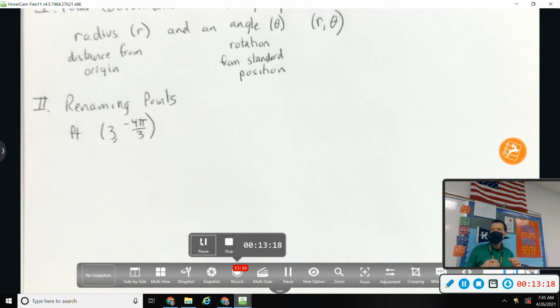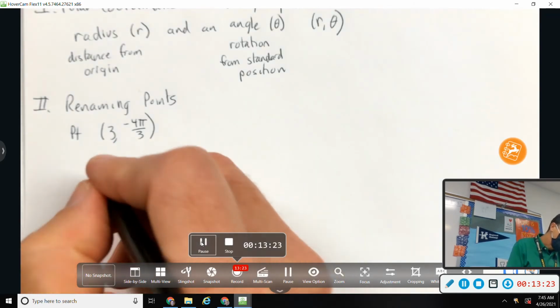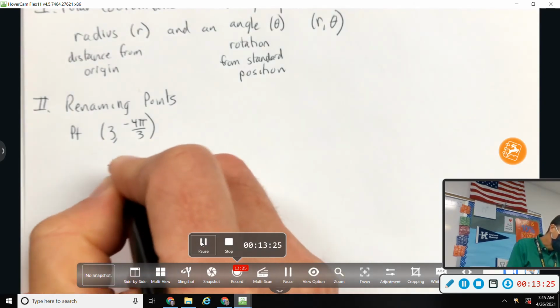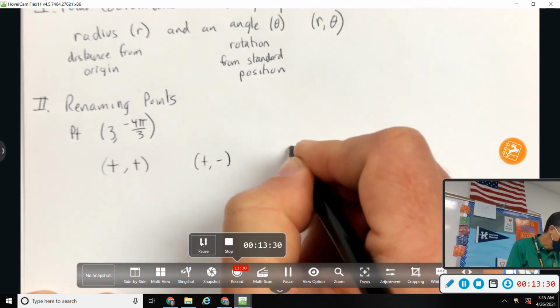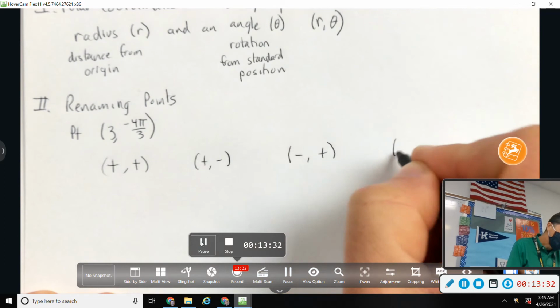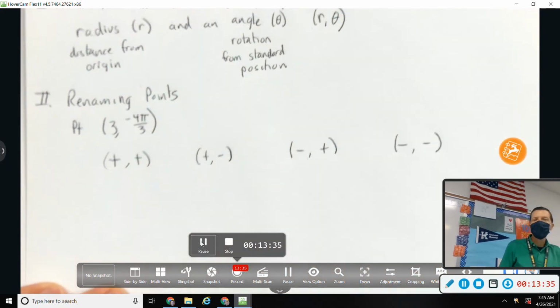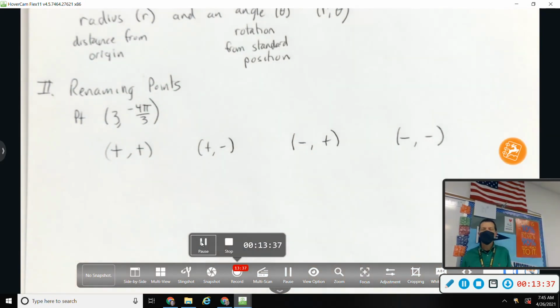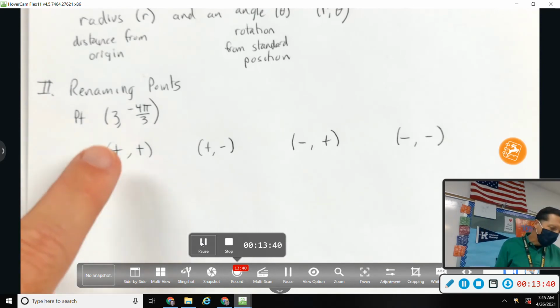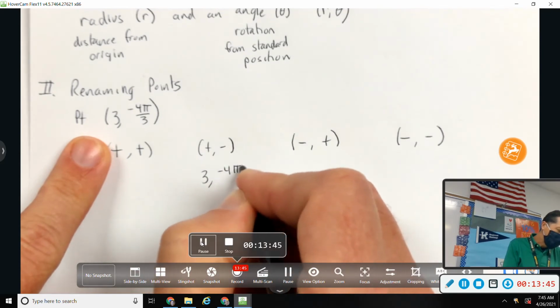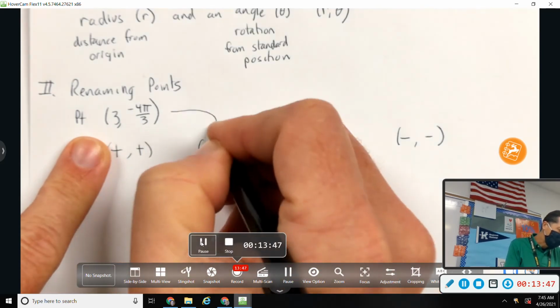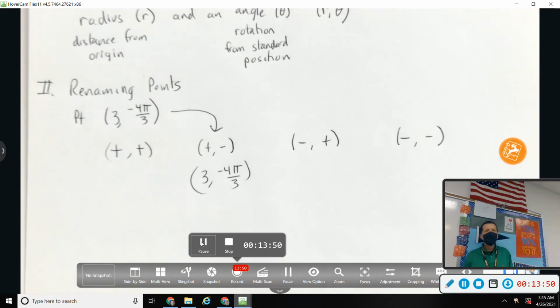And I want you to get used to seeing this table that we're going to lay out because you're going to see it several times. So I want you to rename the point with the positive positive, with the positive negative, with the negative positive, and with the negative negative. Well, the one they gave us is a positive radius and negative angle. So we already have that one. Now we need to come up with other ways to do that.